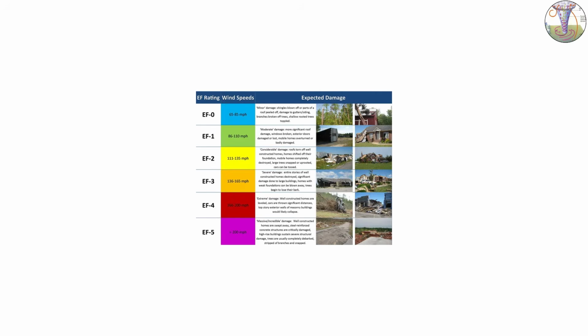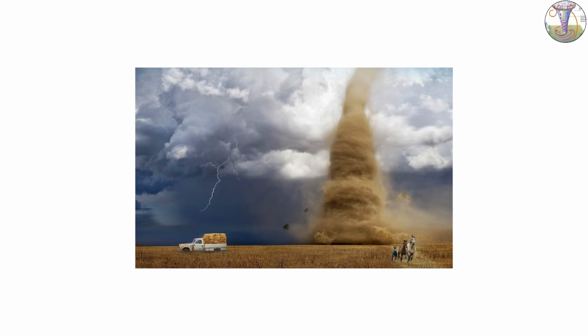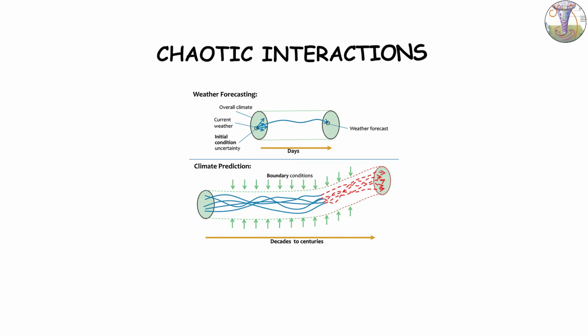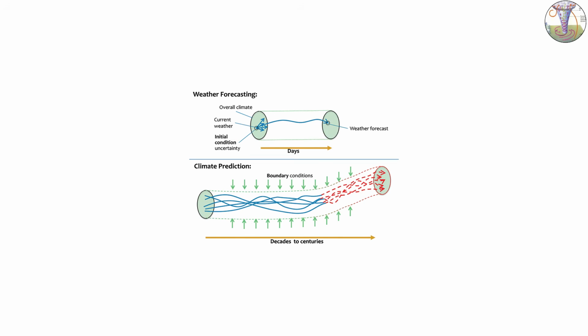The difference between an EF1 and an EF5 is not just strength, but energy. The most powerful tornadoes contain hundreds of times more kinetic energy than weaker ones. They are the atmospheric equivalent of nuclear explosions in terms of raw force. Yet they arise naturally, without warning, from the chaotic interactions of air and moisture.